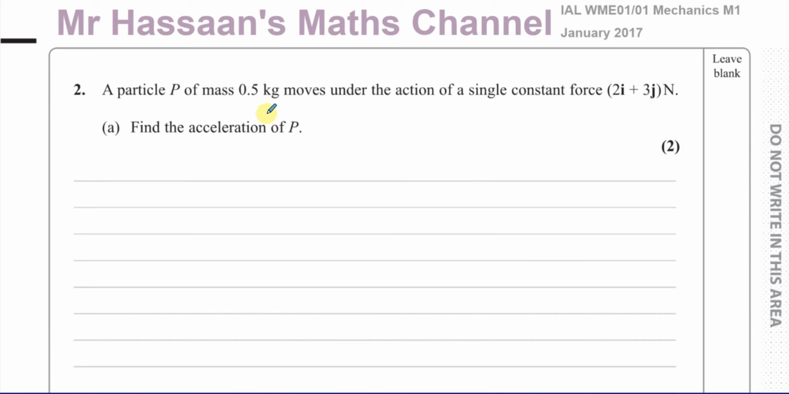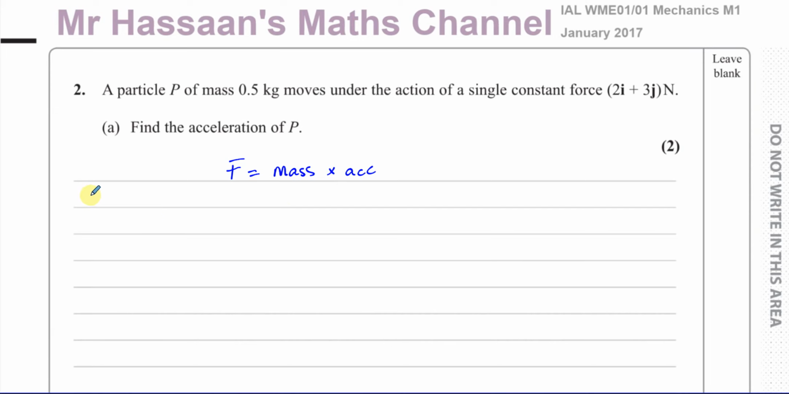A particle P of mass 0.5 kilograms moves under the action of a single constant force 2i plus 3j newtons. Find the acceleration of P. So we know that the resultant force is equal to the mass times the acceleration. That's the formula that we know. That's very important for us to be able to apply.